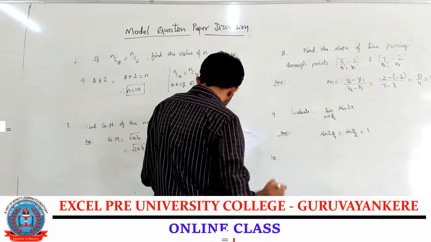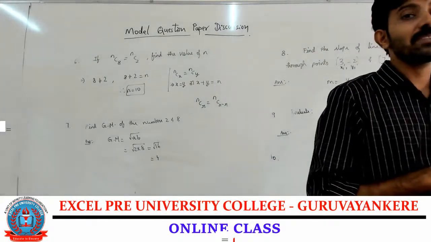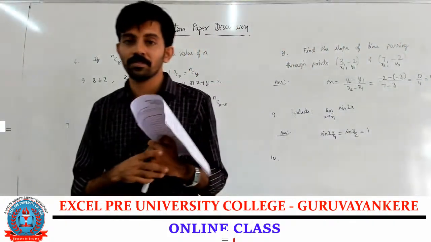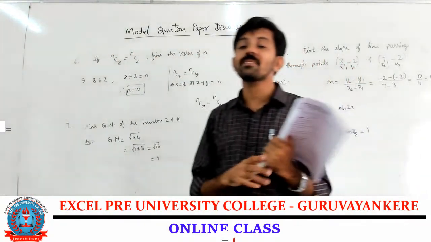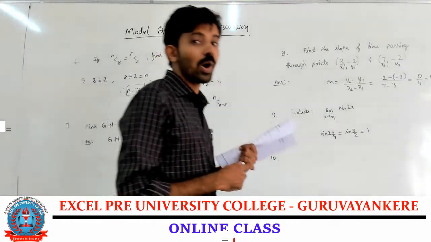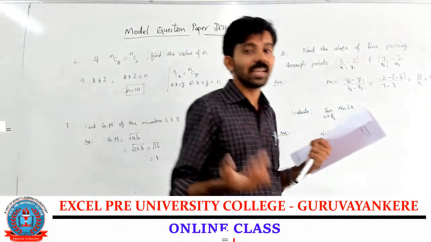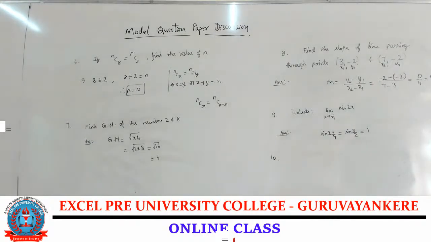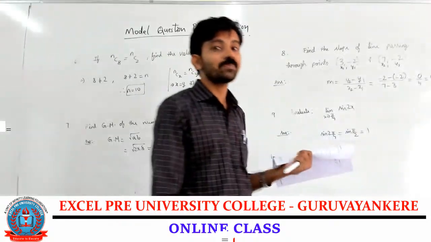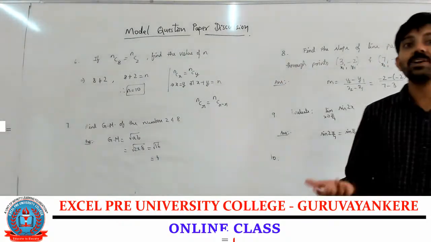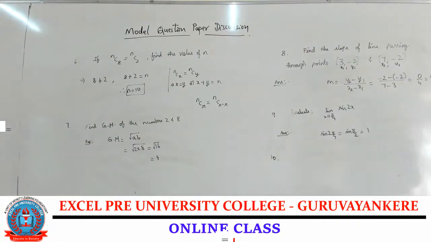10th one. Define sample space of a random experiment. What do you mean by sample space? The set of all possible outcomes of a random experiment is called the sample space. When a coin is tossed once, the sample space is H, T: either you get head or tail. When a dice is thrown once, the sample space will be S equal to 1, 2, 3, 4, 5, 6, the numbers present on the dice.